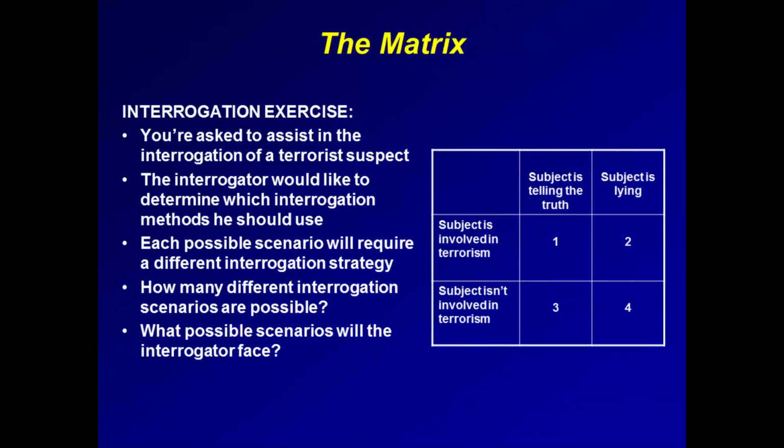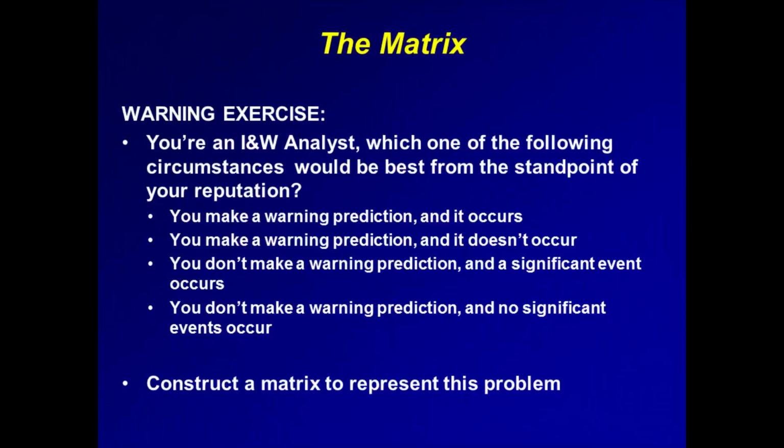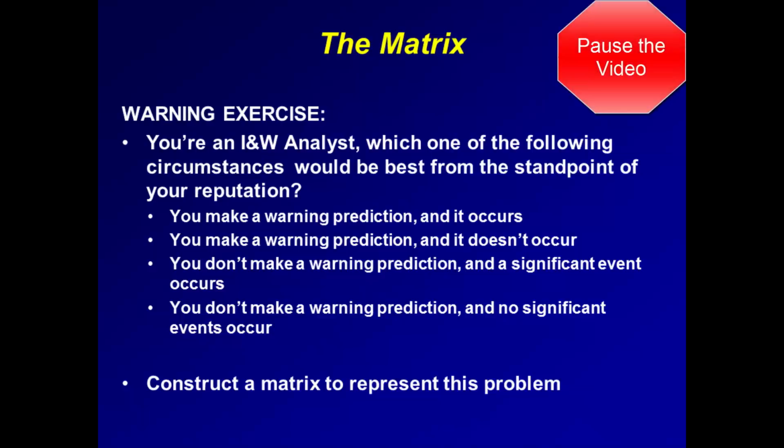My matrix shows there are actually 4 general scenarios that the interrogator should prepare for. Knowing this, he can now prepare a specific interrogation strategy to fit each possible scenario. Let's try another exercise. In this scenario, you're a warning analyst on the watch floor. Which one of the circumstances listed on the slide would be best from the standpoint of your professional reputation? Pause the video while you construct a matrix to represent this problem.